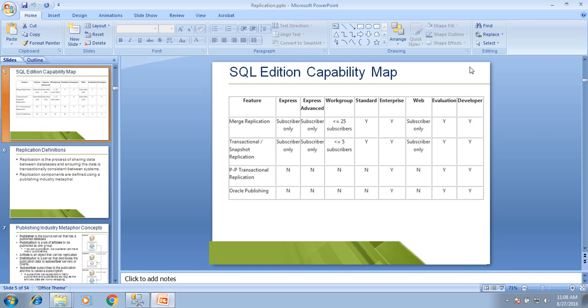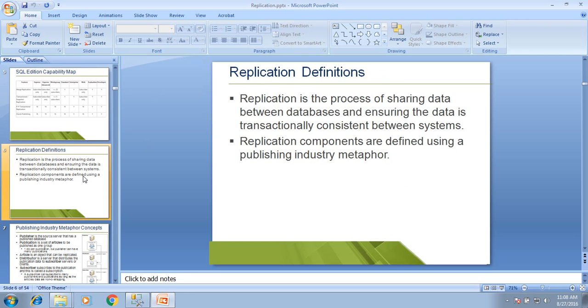The complete version of SQL Server is the developer edition. This is usually released by Microsoft when they have a new version of SQL Server. So replication again is the process of sharing data between databases and ensuring the data is transactionally consistent between the systems. It is our job as database administrators when we implement distributed databases that we should be able to transfer the data from one server to the other by either of the two methods, the horizontal and the vertical. Replication components are defined using the publishing industry metaphor.